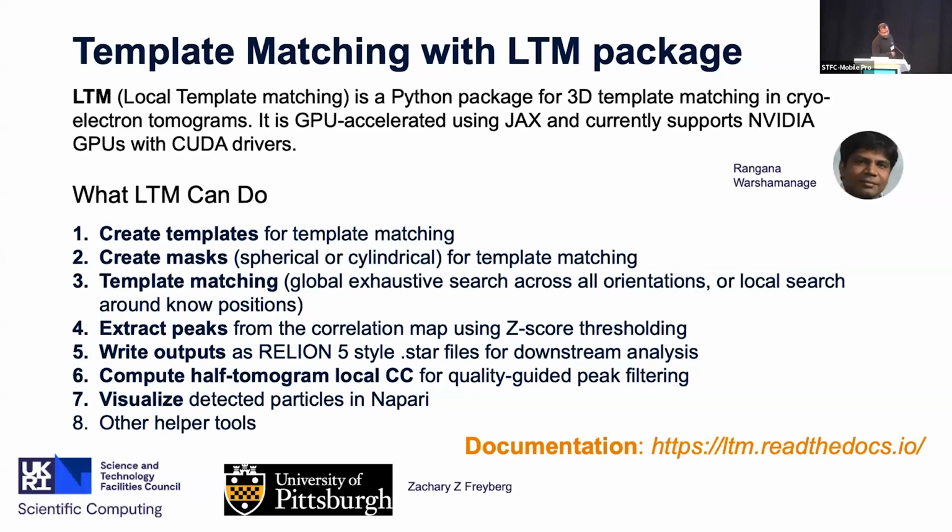So there's a variety of things that come with this. So there's a set of pre-processing tasks. So you can prepare templates, create masks. So the masks are used mainly for the calculation of cross-correlation. You have the template matching job by itself. You can also do some post-processing. So depending on the number of hits you get, you can filter it based on a z-score thresholding and so on. You can also visualize these results in Napari.